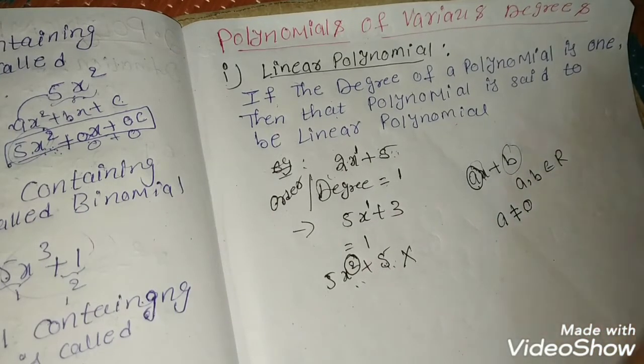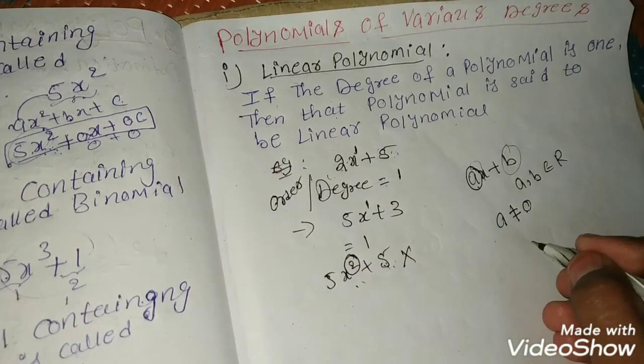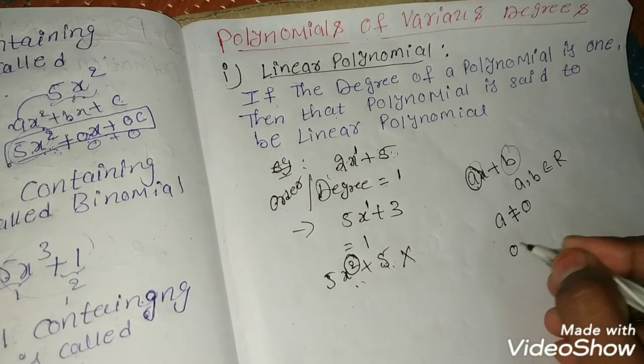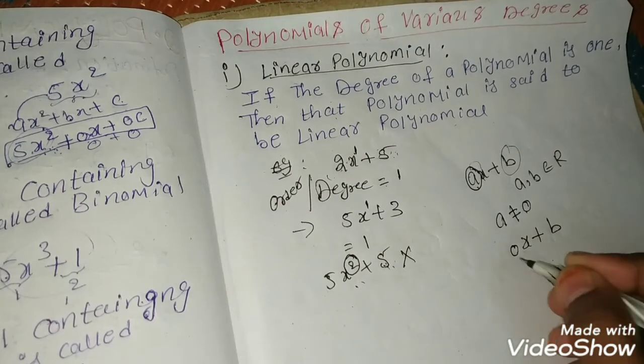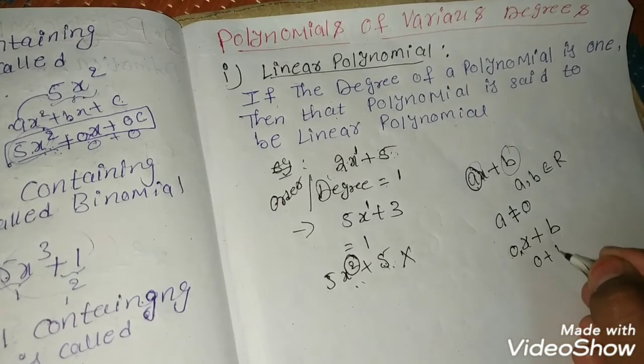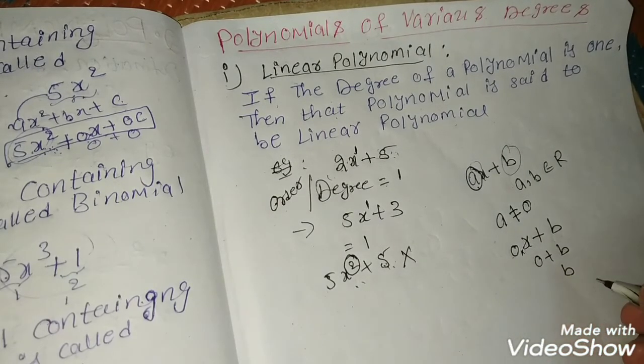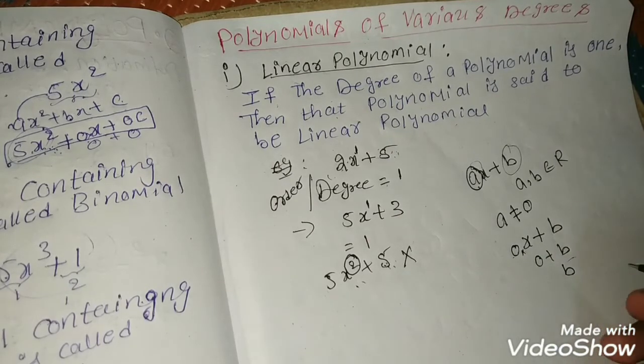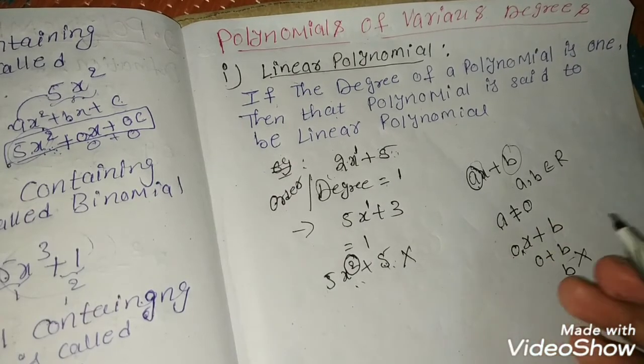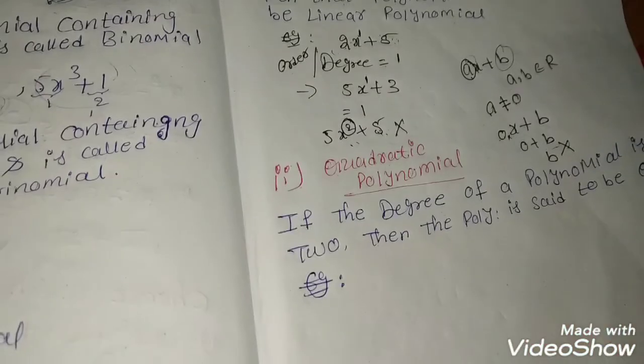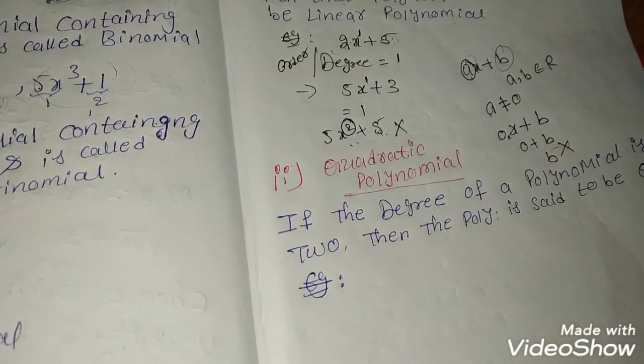So this is not a linear polynomial. If a is 0, 0x plus b. 0 into x is 0, 0 plus b is nothing but only b. Do we have any degree? No. Then this is wrong. So a must not equal 0. Understand? Next one, quadratic polynomial.